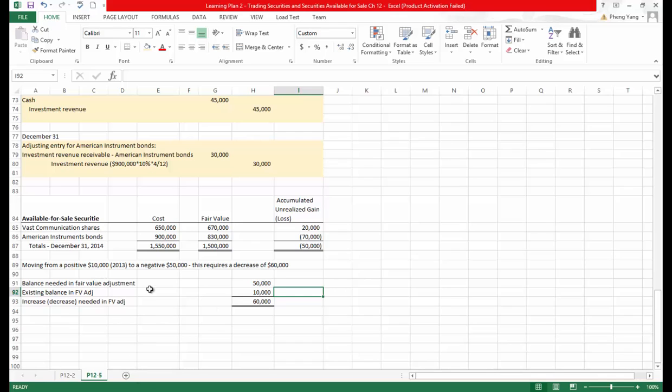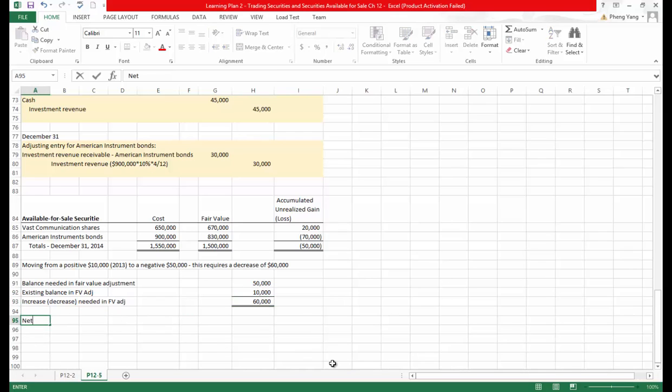All right. So we determined that this year we've got a loss of 50,000 on our investments. But from last year in that fair value adjustment account, we've got a $10,000 positive in there. So to move that 10,000 all the way to a negative 50, we have to adjust it for $60,000.